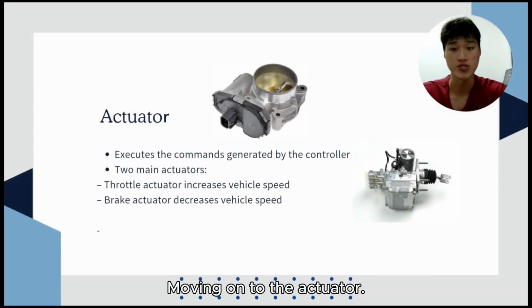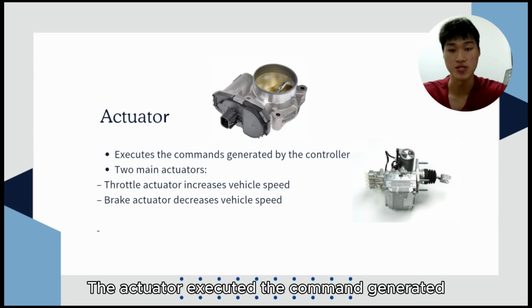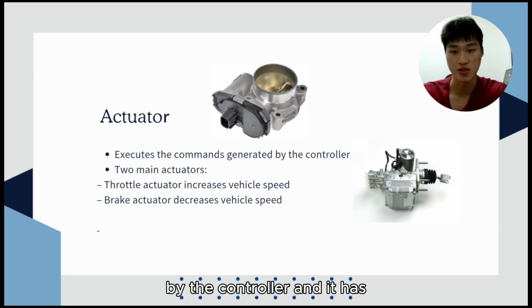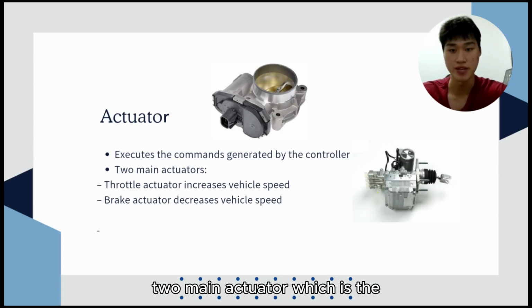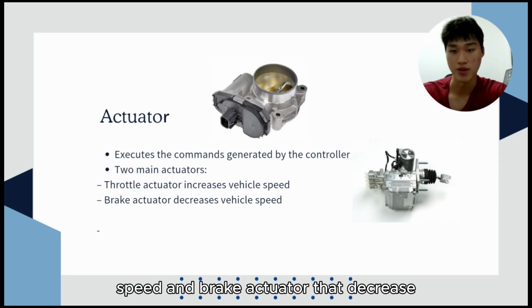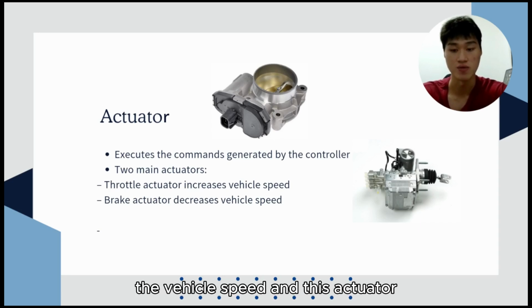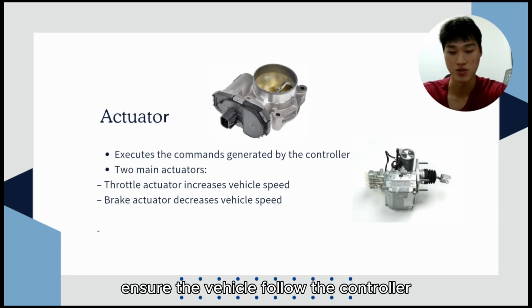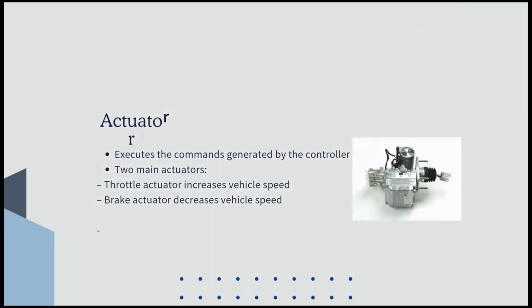Moving on to the actuator. The actuator executes the command generated by the controller, and it has two main actuators, which are the throttle actuator that increases vehicle speed and the brake actuator that decreases vehicle speed. And this actuator ensures the vehicle follows the controller decision accurately.